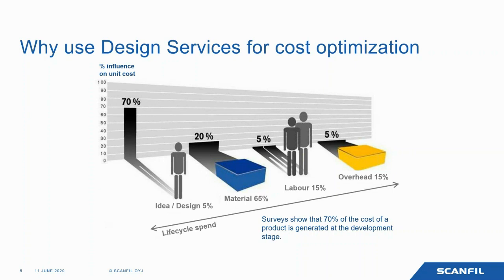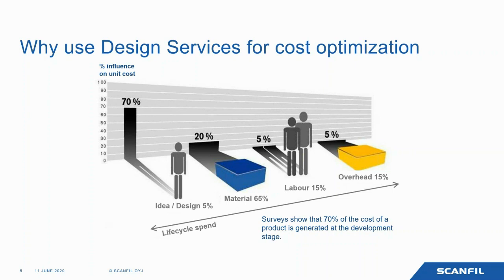You can see that the traditional way of thinking about the life cycle spend shows that, of course, most of the cost is in materials, labor costs, overheads, and that is, of course, typically the target also for cost optimization. You try to find better ways to source the material, reduce the amount of labor that is required for building the product, and maybe find the labor also at a lower cost.